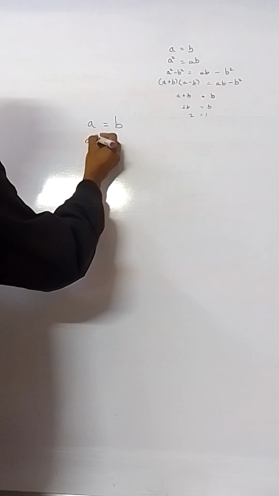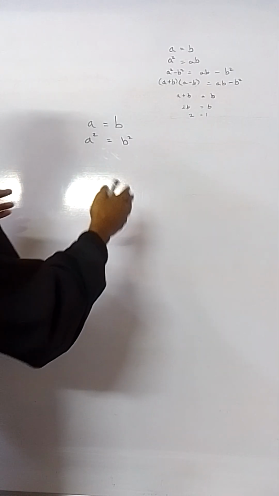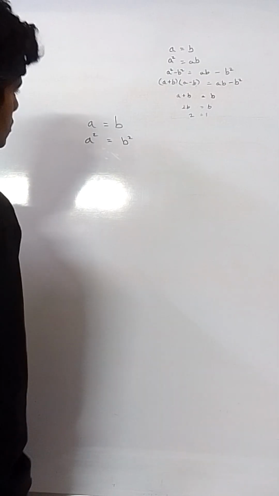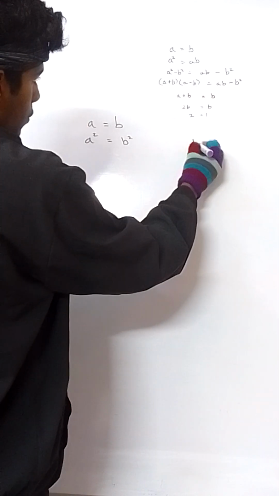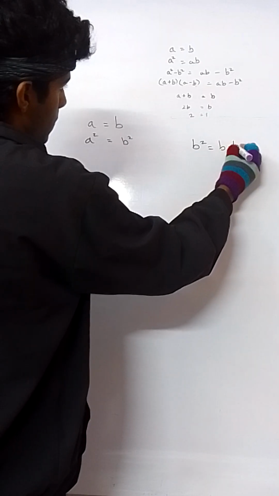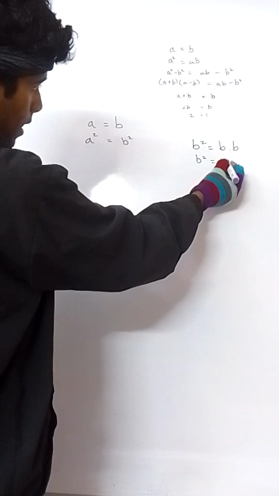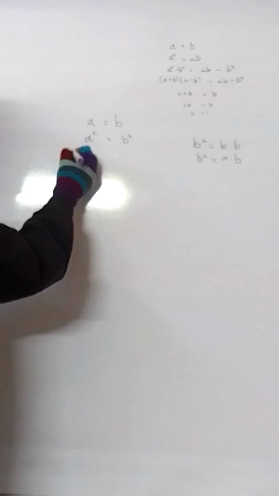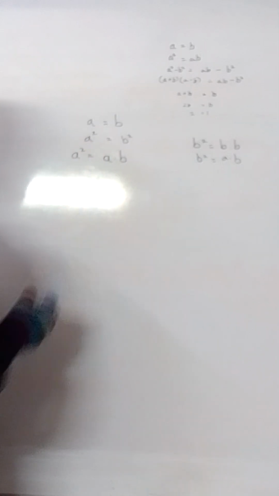And then we are squaring both the sides. So A squared equals B squared, right? We squared both the sides, it's still equal. Now because A is equal to B, I can write this thing as B squared is equal to AB, because B squared is equal to B into B. So I'll replace this B with A into B. I'll just put this here. It becomes A squared is equal to A into B, right?